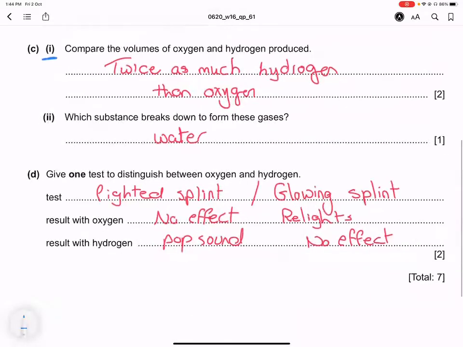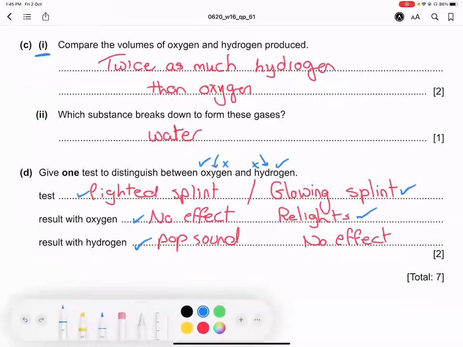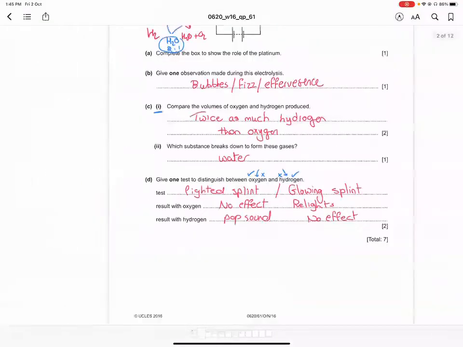Give one test to distinguish between hydrogen and oxygen. When we think about this question, we either have a test for oxygen or a test for hydrogen. How can we distinguish between both? If you do the test of oxygen, it will give a positive result with oxygen and will not give a result with hydrogen. If you do the test for hydrogen, it will give a positive result with hydrogen and not give a result with oxygen. So you either say a lighted splint, which is the test for hydrogen, no effect with oxygen, pop sound with hydrogen, or you say a glowing splint, which is the test for oxygen, it relights with oxygen and no effect with hydrogen. Both are correct, okay? Either you choose to go in the way of lighted splint or glowing splint.